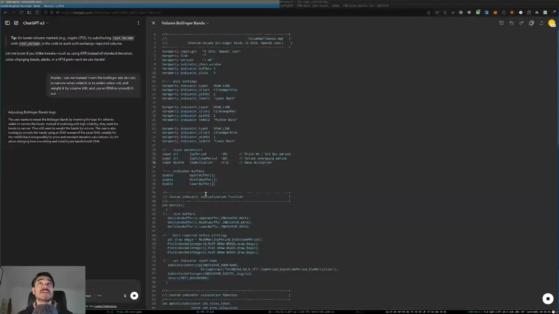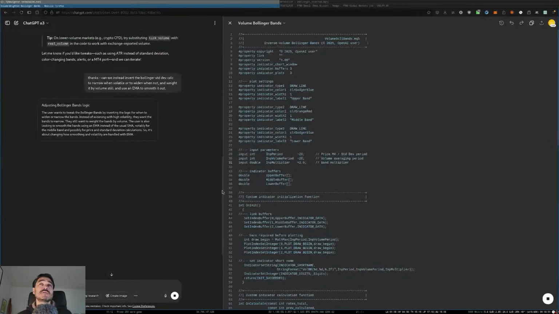Let's see here. It should just make the changes in the canvas. It's getting a bit better at doing this compared to how it was.